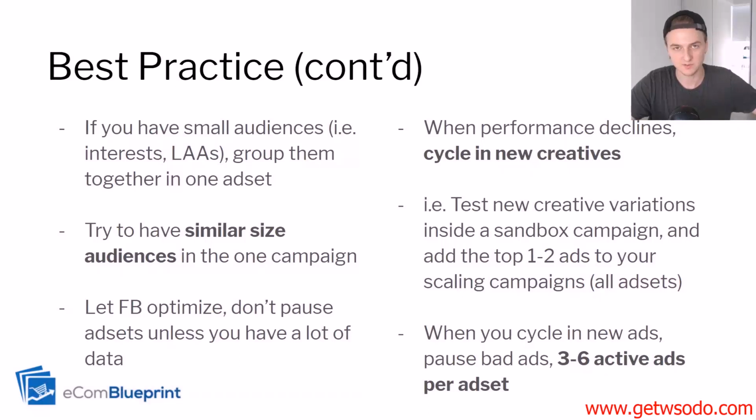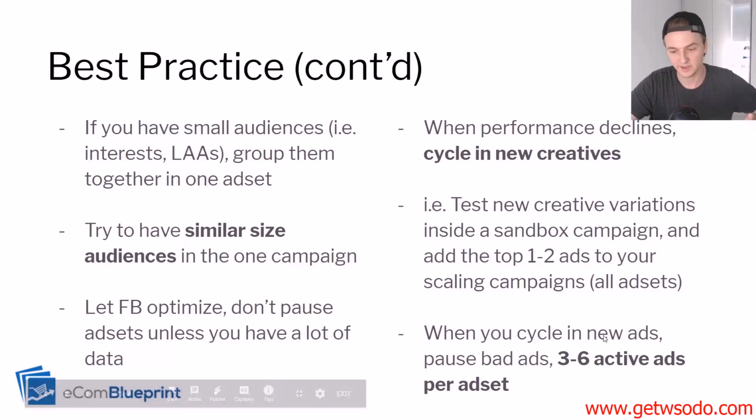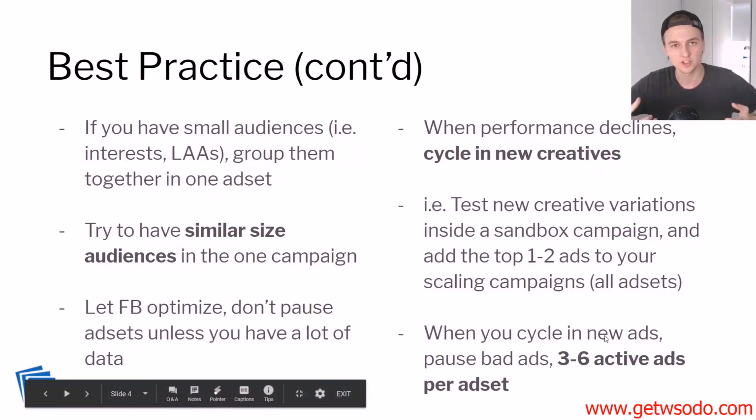When the performance declines for your scaling campaigns, the best thing to do in my experience is cycle in new creatives, add in new creatives. So for example, you could test new creative variations, similar to your current best creative, right? You could take your best creative, test like 5 new scroll stoppers or 5 new ad copies, take the top 1 to 2 ads out of that sandbox campaign test, add that to all of your ad sets inside of the scaling campaigns. This will reset the learning phase for your scaling campaigns, and maybe the new ad will do well, and so it gives kind of your campaign a fresh start to do better.